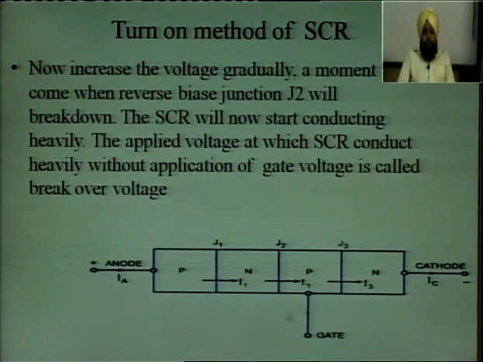Okay. So, you can see when forward breakover voltage is achieved, then junction J1, which was already forward bias, the current will pass through it. J2, which was reverse bias, now breaks after the forward breakover voltage, and current will cross the junction J2. Junction J3, which was already forward bias, the current will cross through J3 and through the cathode terminal back to the negative terminal of the battery.